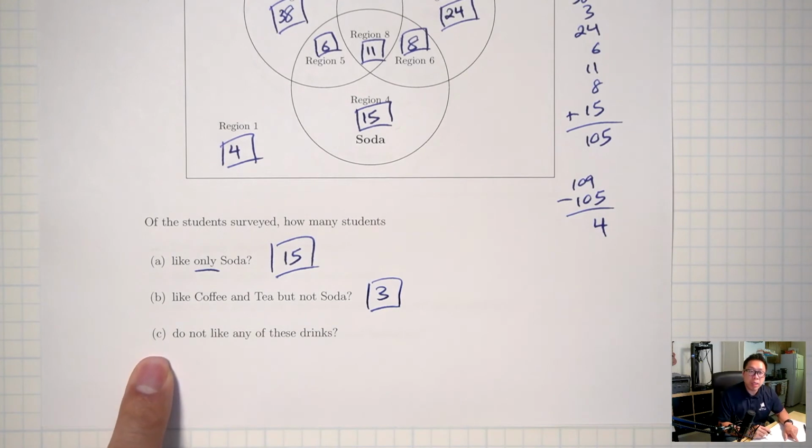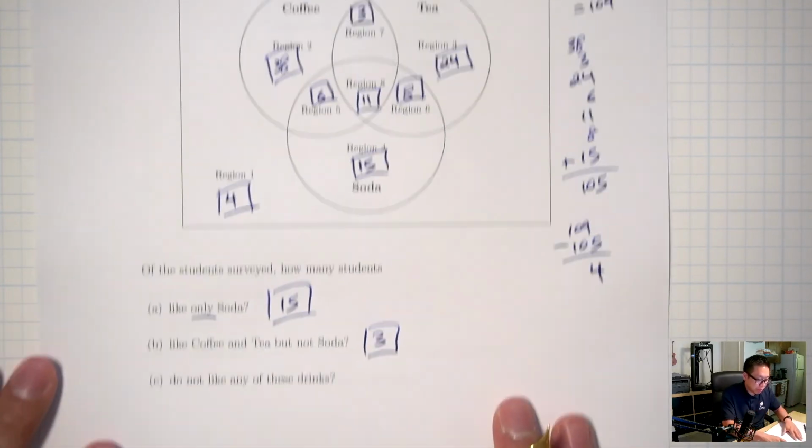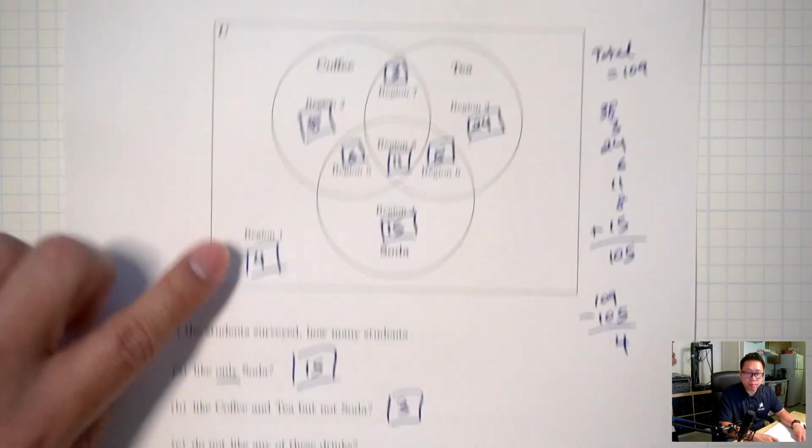Part C, how many students do not like any of these drinks? So you don't like any of them, you're outside all of the circles. So what number or numbers is outside of all the circles? 4.